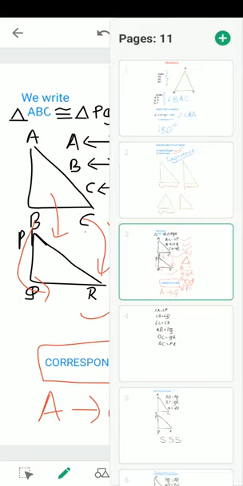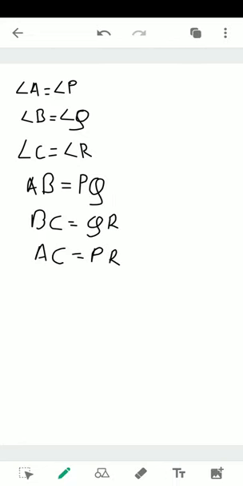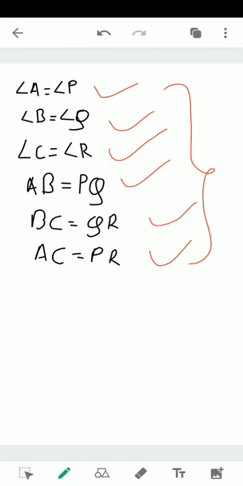So let us move ahead and discuss. If you see the triangles in the previous slide, if they are congruent, then angle A will be equal to angle P, angle B will be equal to angle Q, angle C will be equal to angle R, AB will be equal to PQ, BC will be equal to QR, and AC will be equal to PR. If you can see that diagram properly, all these things will be there. Then and only then will we be able to say that those two triangles are congruent.